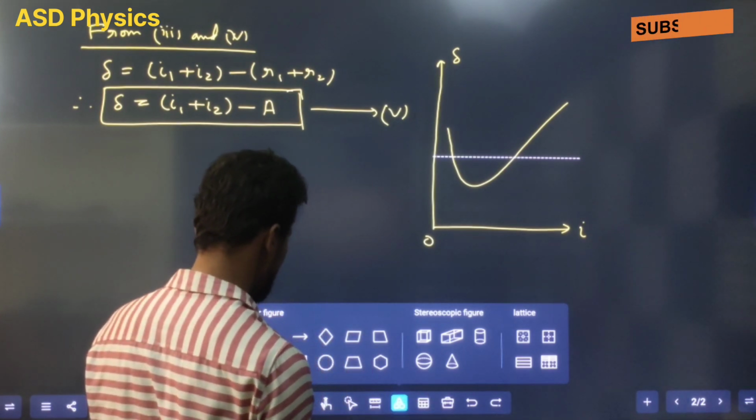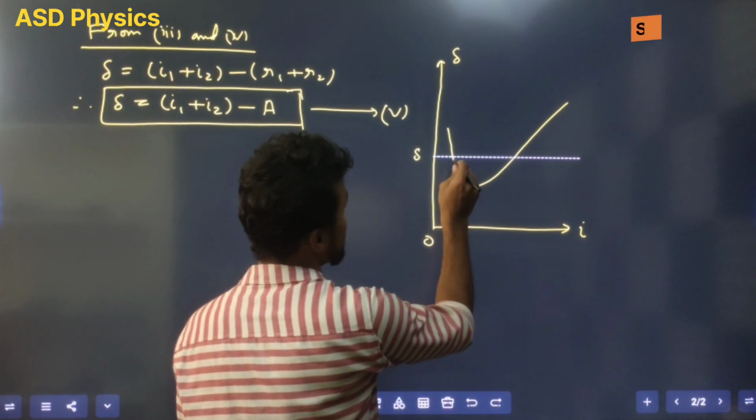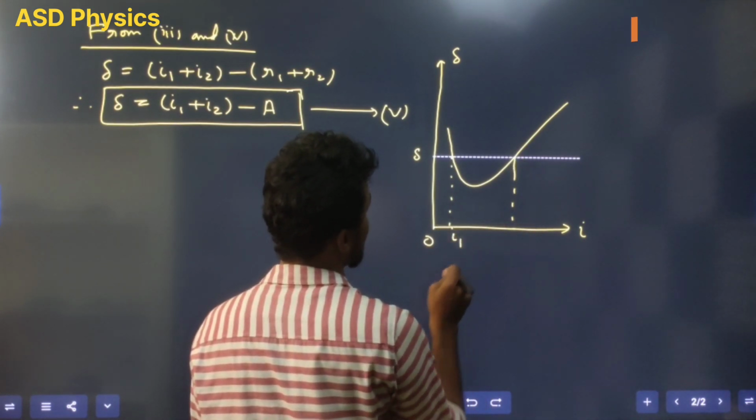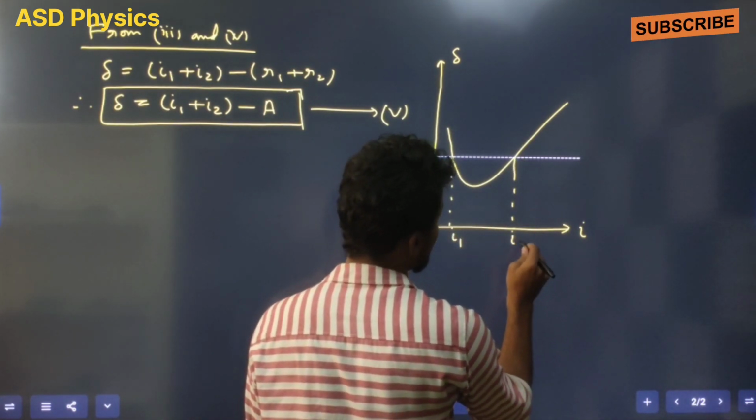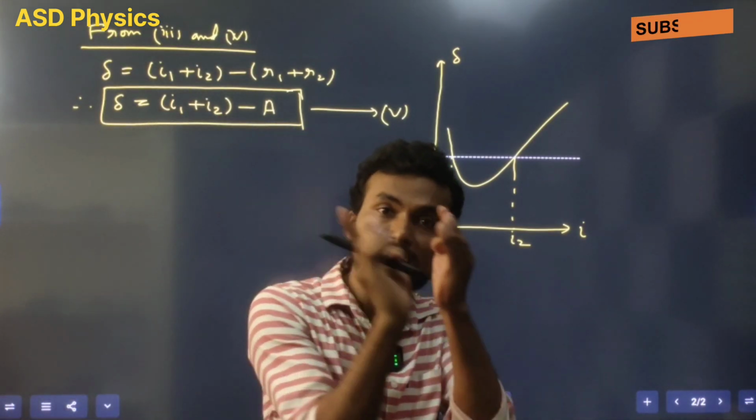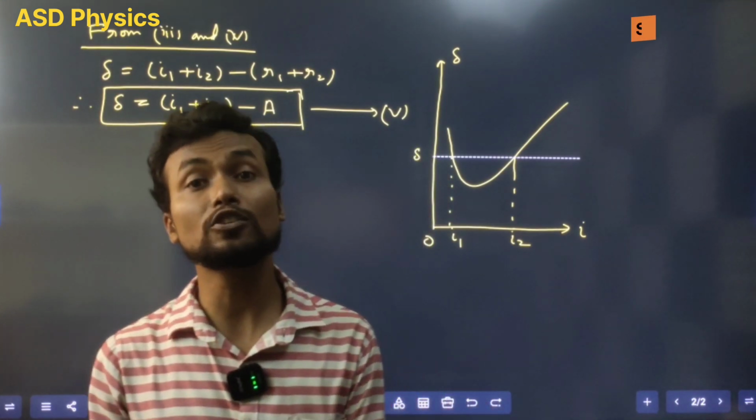Students, you can see how many possible angles there are. For one angle of deviation, we have 2 possible angles of incidence. Remember this very well: if this angle is I1, this angle will be I2. If the angle of incidence is I1, then the angle of emergence is I2, from the reversibility of light also.